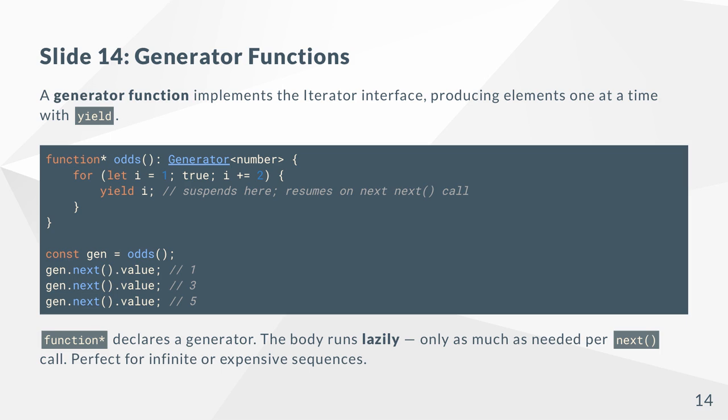A generator function implements the iterator interface, producing elements one at a time using the yield keyword. The function* syntax declares a generator. The body runs lazily. It is paused at each yield and resumes when the caller calls next. This odds generator yields 1, then 3, then 5, infinitely. Generator functions are perfect for infinite sequences or expensive computations where you only want to compute as much as you actually consume. The caller pulls values. The generator produces them on demand.